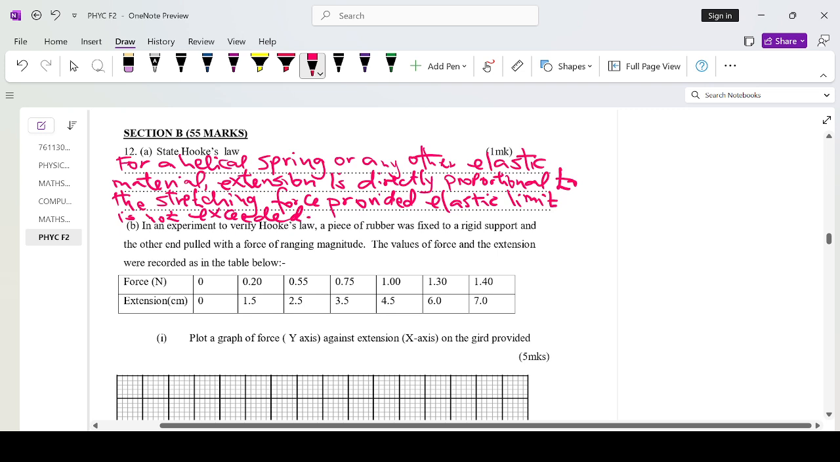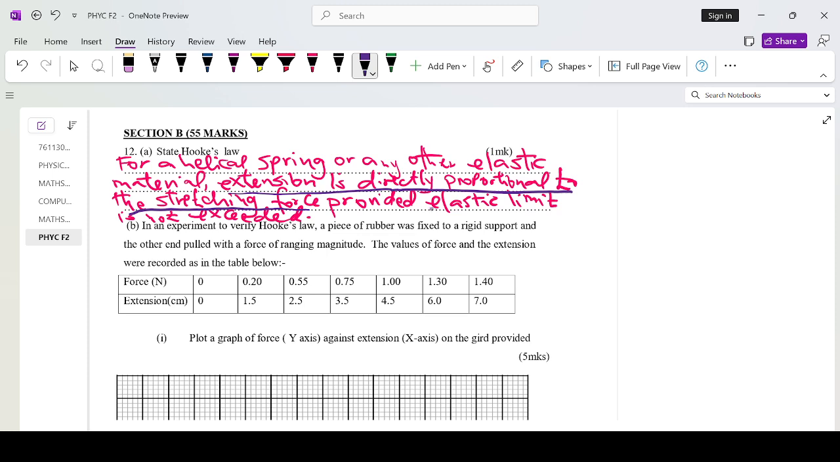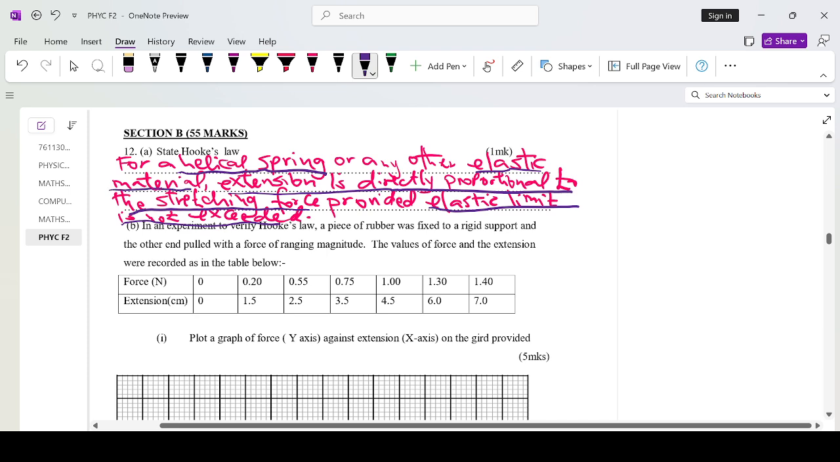So when we are looking at your law, there are things that we need to see. One, it tells us extension is directly proportional to the stretching force. Also it tells us that this elastic limit should not be exceeded. Then the material used should always be a helical spring or any other elastic material. So you see, each and every term there seems to be important.